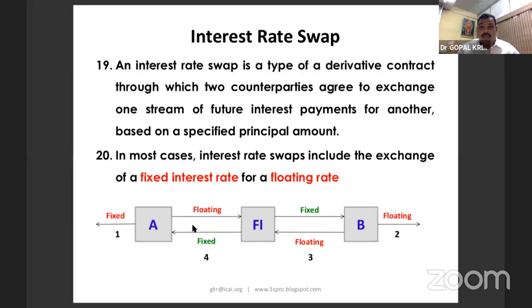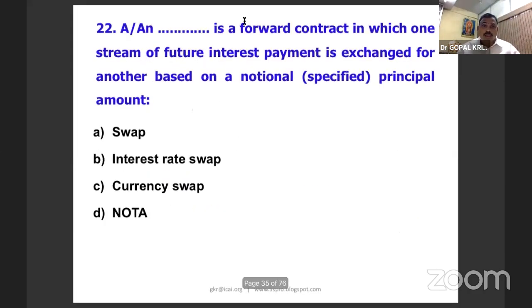So that is why it is called an interest rate swap contract. Now, in an interest rate swap contract, you need to understand that the principals are not exchanged between A and the financial institution, only interest is exchanged. So principal is a notional amount. An interest rate swap is a type of derivative in which two counterparties agree to exchange one stream of future interest payments for another, based on a specified principal amount, which is hypothetical. Will principal be exchanged? No. At the beginning and at the end also, it will only be a journal entry. There is no actual transfer of the principal amount. So that's what it says here. Please look. A forward contract in which one stream of future interest payments is exchanged for another based on notional principal is an interest rate swap. So 22B.